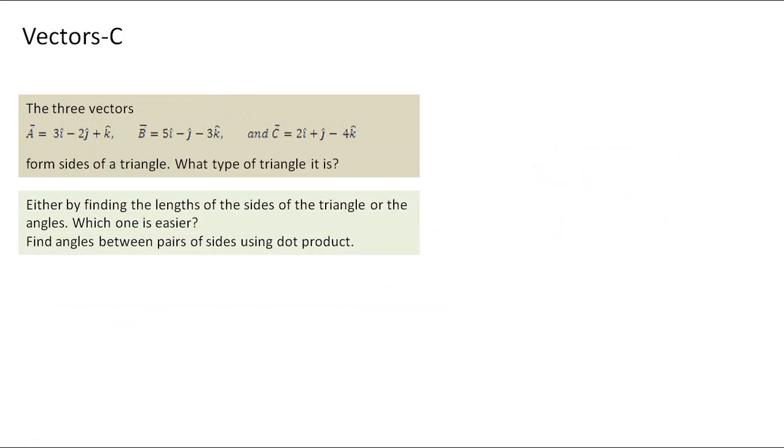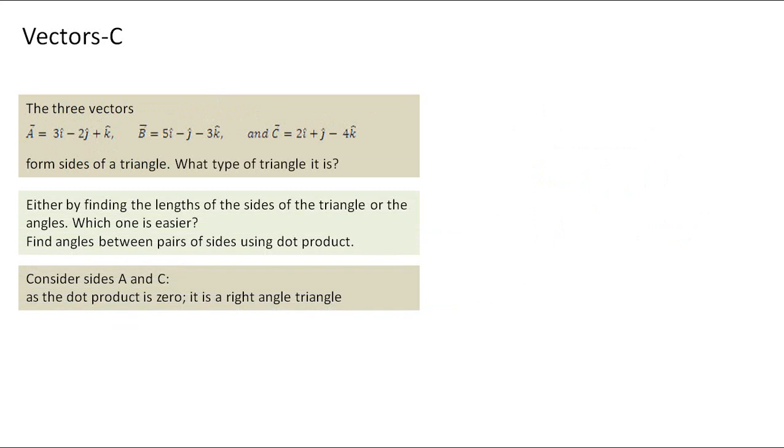Using the dot product, we can find the angle between any pair of sides, and based on the angle we can find out what kind of triangle it forms. In this particular case, if we take sides represented by vectors A and C and take the dot product, it comes to 0. It means the side represented by vector A is perpendicular to the side represented by vector C. It forms a right angle triangle.